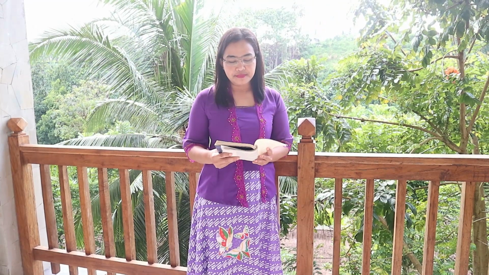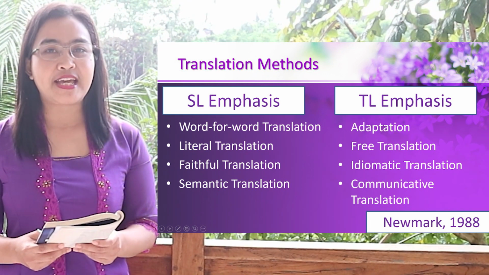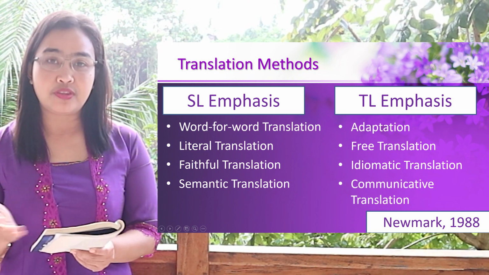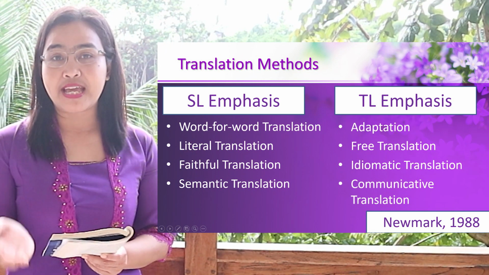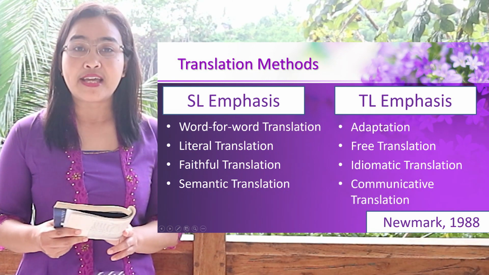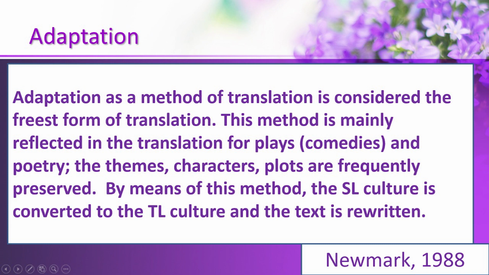Okay, now I'm going to continue the explanation from the perspective of target language emphasis. In the previous part, the translation methods referred to source language emphasis, and now it is target language emphasis. Adaptation. Adaptation as a method of translation is considered the freest form of translation. This method is mainly reflected in the translation of, for example, plays like comedies, and poetry. The themes, characters, and plots are frequently preserved.